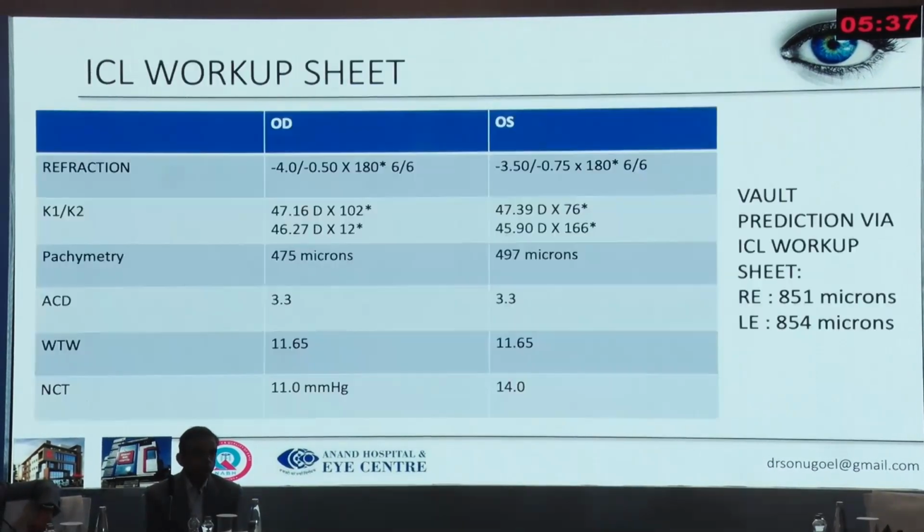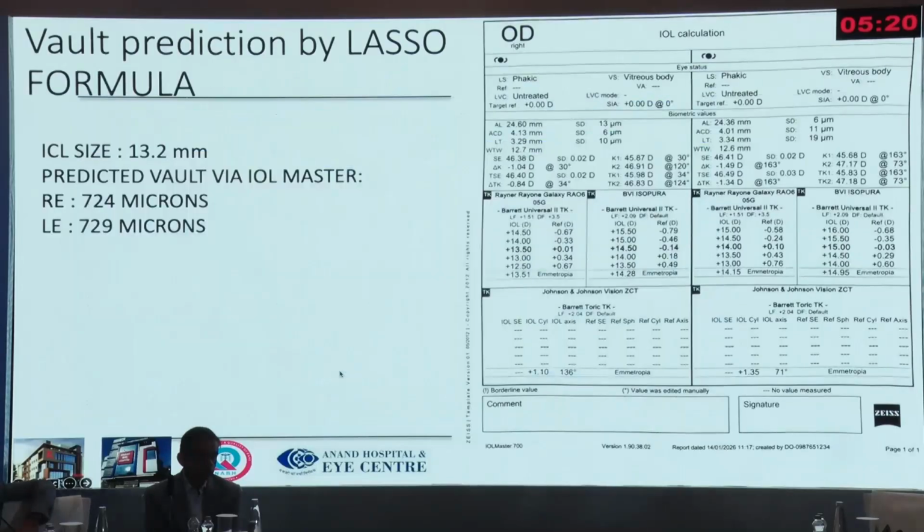And here is one of the patients who came to us. This is a 26-year-old female with a refractive error of -4 with -0.5 at 180. The keratometry readings, the phakic anterior chamber depth close to 3.3. What is more interesting is the white to white, 11.65, in both the eyes. The vault prediction by the Lasso formula: we used an IOLMaster 700, and the predicted vault using an ICL size of 13.2 came out to be close to 724 and 729.